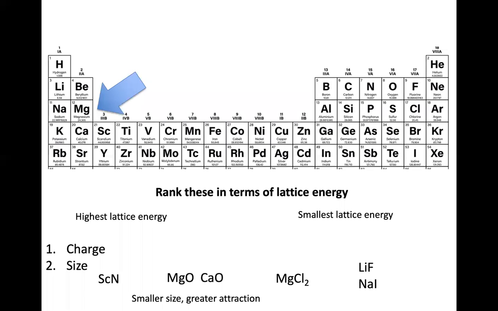So how do I decide if they're smaller or not? I'm thinking back to my periodic trends that I had back in chapter 7. Magnesium is smaller than calcium. Magnesium 2+ is smaller than calcium 2+. So I'm going to put the magnesium oxide a little bit closer, higher lattice energy. And that was the tiebreaker that was based on size. Smaller size leads to greater attraction, which means a larger lattice energy.